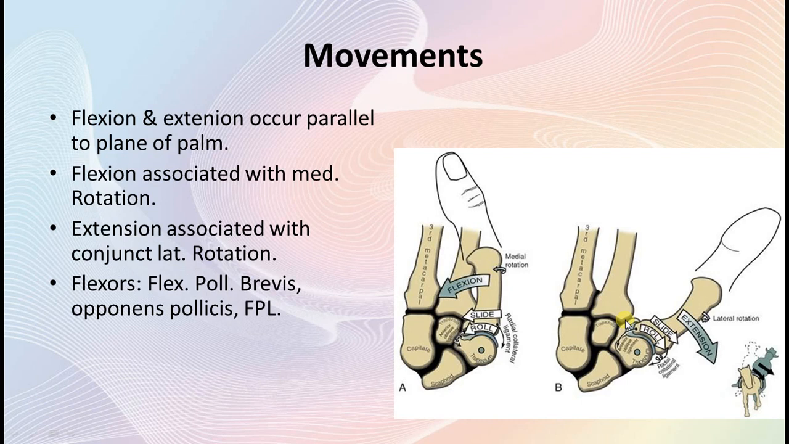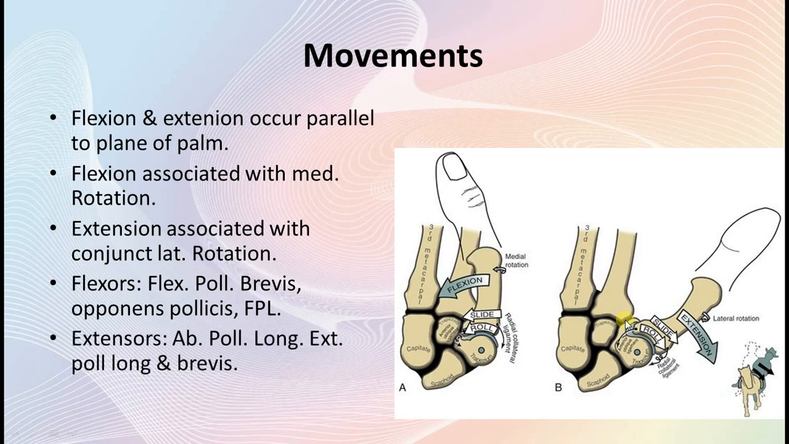So flexion is brought about mainly by flexor pollicis brevis and opponens pollicis. At a later stage, when more power is needed, flexor pollicis longus comes into action. Extension is mainly brought about by abductor pollicis longus, extensor pollicis longus and brevis. Abductor pollicis longus also brings about adduction of the thumb.